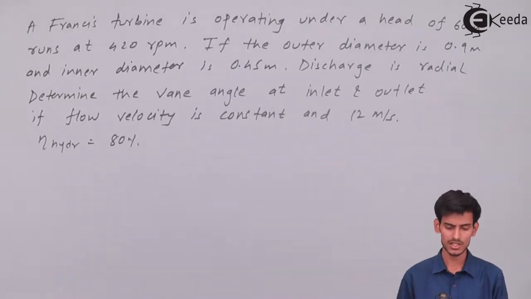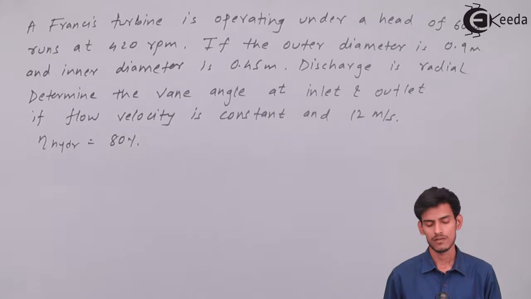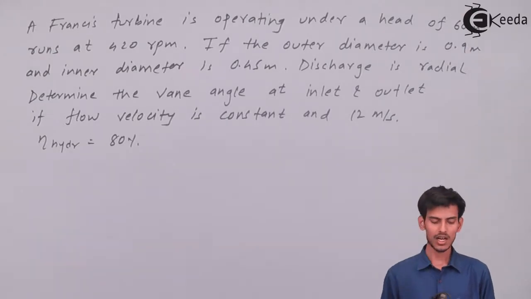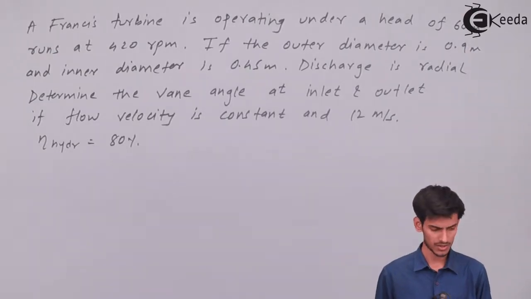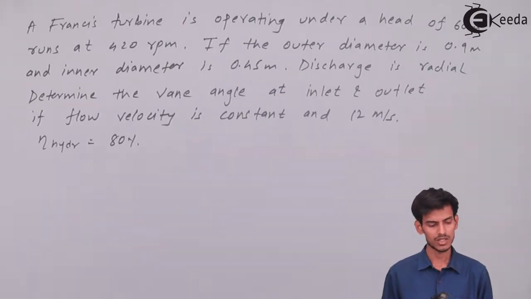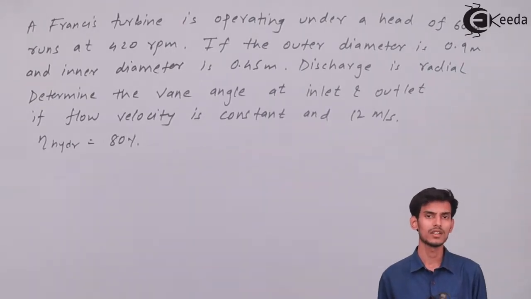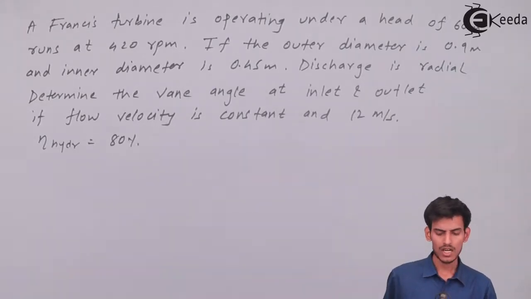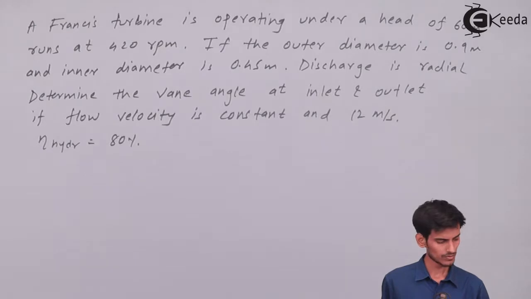If the flow velocity is given constant, meaning it is the same at inlet and outlet, equal to 12 meters per second, and the hydraulic efficiency is given as 80%. Since we are given the diameters, we can calculate the velocity of blade, that is u1 and u2. And since it is a Francis turbine and the discharge is radial, the velocity of whirl at outlet is 0.